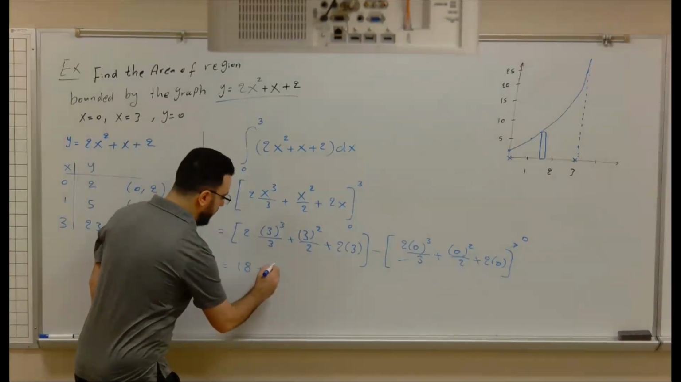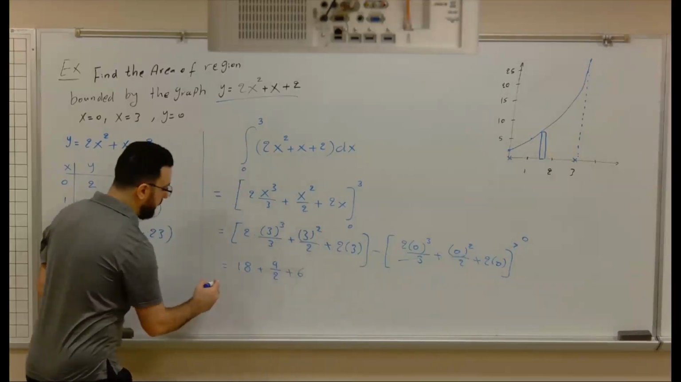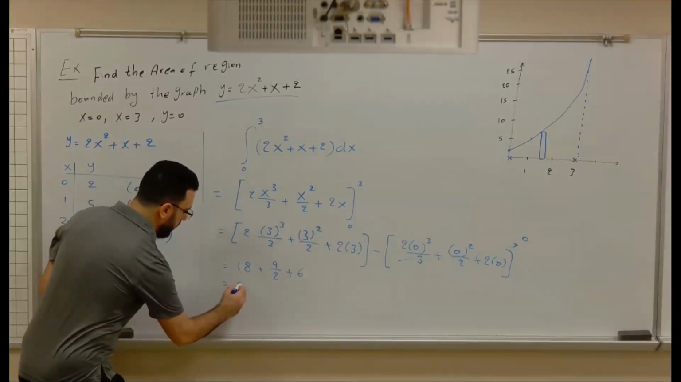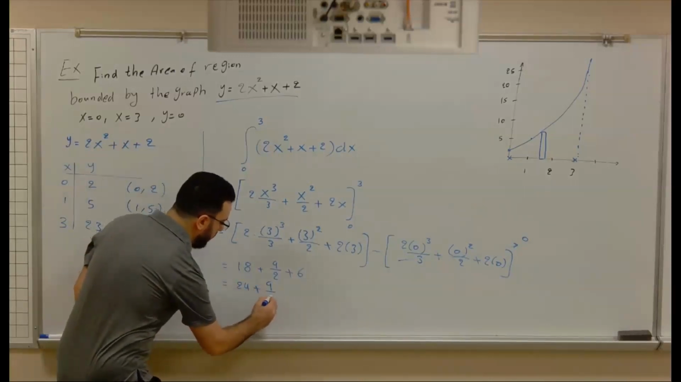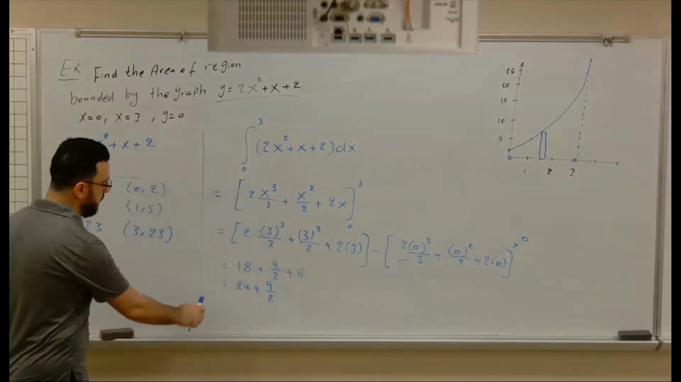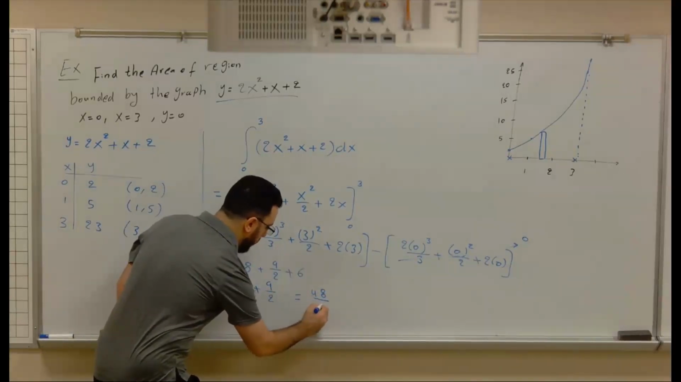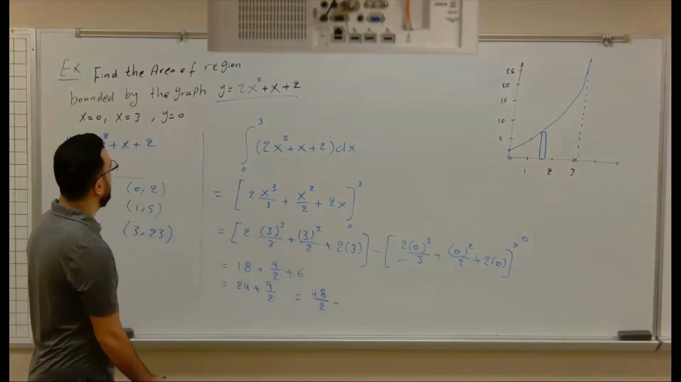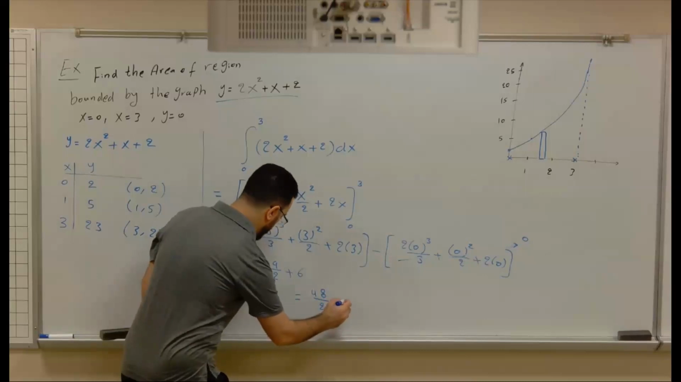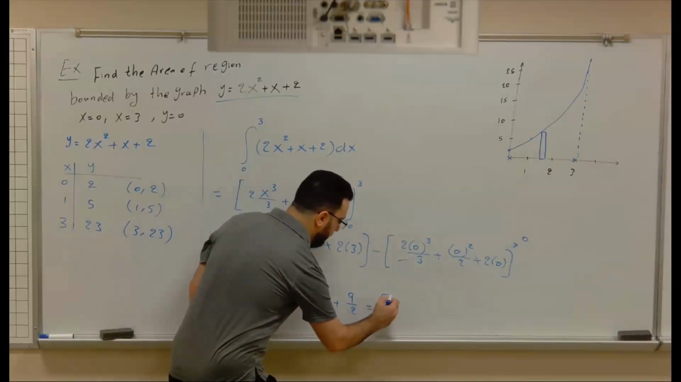Plus 9 over 2 plus 6. 6 with the 18 is going to be 24, plus 9 over 2. Find the common denominator, multiply this one by 2. That means it's going to be 48 over 2, plus 9 over 2. And the result is going to be 57 divided by 2.